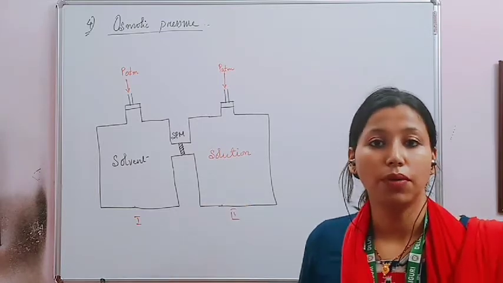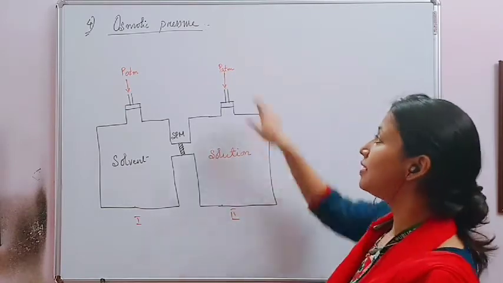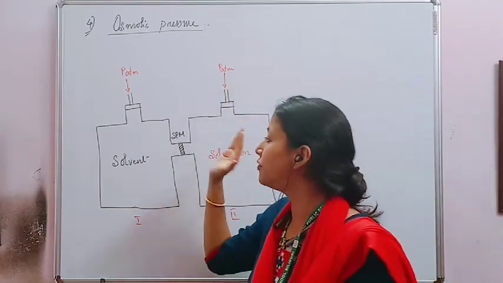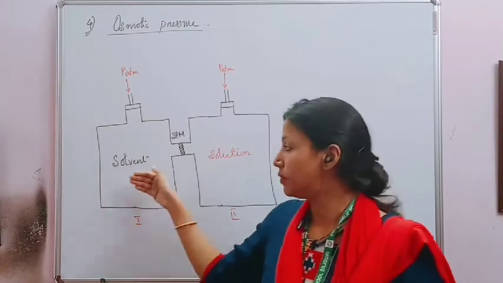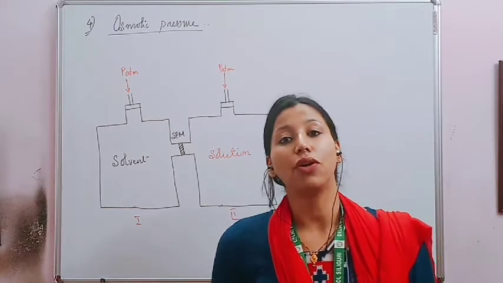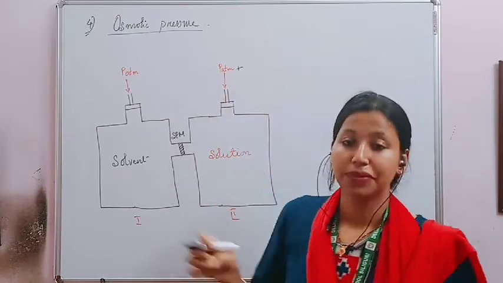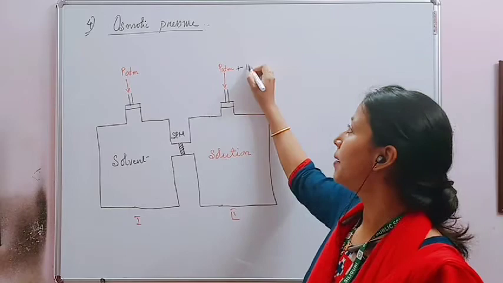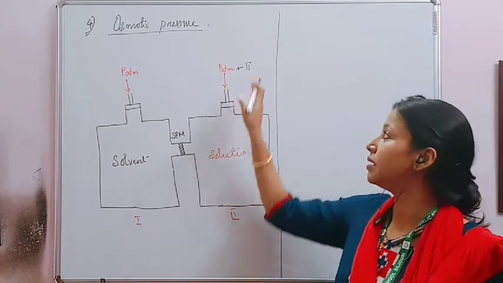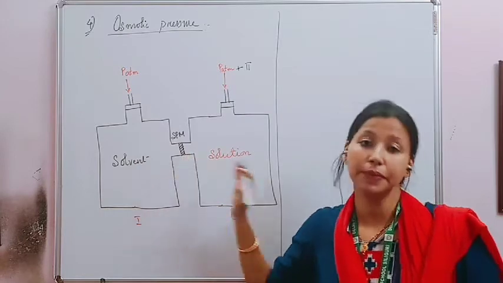If you want to stop osmosis, you will have to apply some amount of extra pressure on this side, so that you can stop the flow of solvent molecules from the solvent side. This extra pressure that you supply is known as the osmotic pressure. So, osmotic pressure will have to be applied on this side. The symbol for osmotic pressure is pi. Clear? So osmotic pressure is the extra pressure which has to be applied on the solution side to stop the flow of solvent molecules through the semi-permeable membrane.